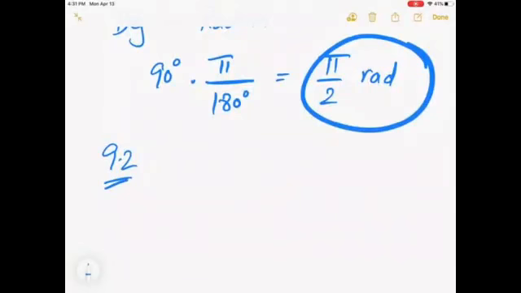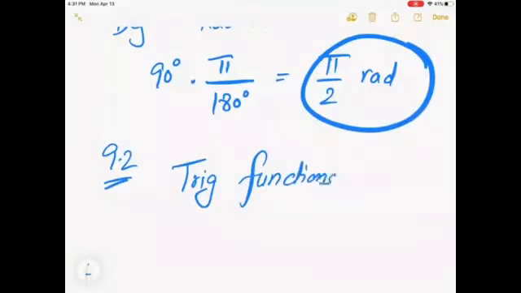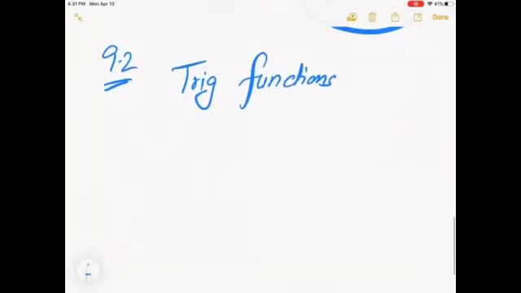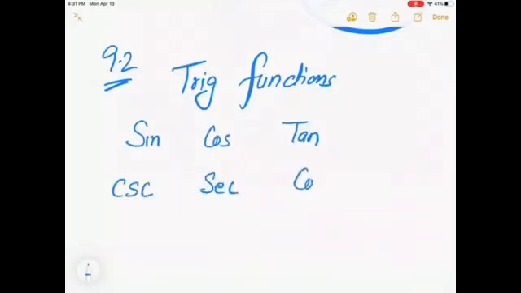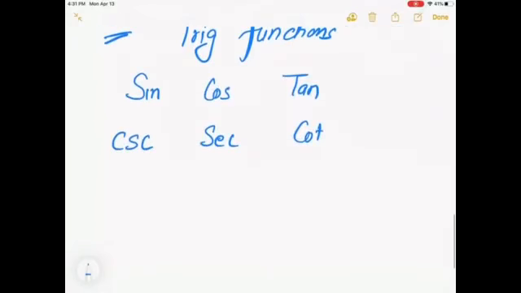all different types of trig functions. Trig functions. So in total we have 6 different trig functions. I have sine, cosine, tangent. Then I have cosecant, secant, and cotangent. And every single function has a value. How do we find the value? That's what we're going to talk about.